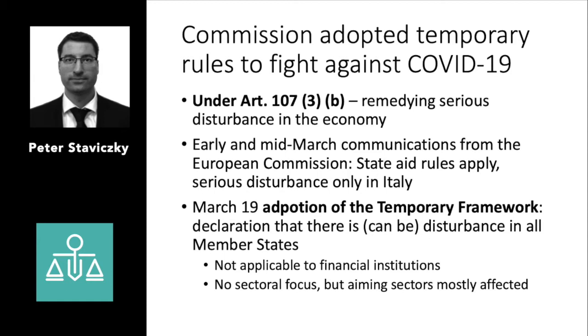But after a certain point, when things were going very wrong in Italy, they understood that they need to apply new rules. So they need to create new rules, and the Commission on the 19th of March adopted a temporary framework which set out new rules, and it declared that there can be serious disturbance in the economy of all member states. It's important to highlight that this is not to save the financial sector, but more the real economy. And it can focus on certain sectors like tourism, which are affected the most by the impacts of the crisis, but not necessarily. So member states can use the temporary rules in this new framework in every sector.